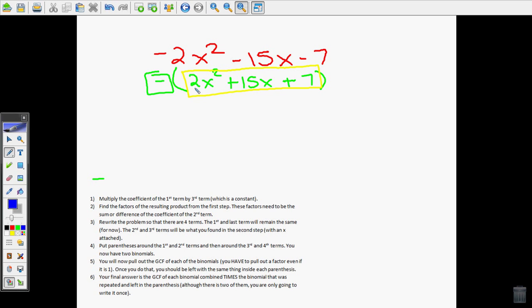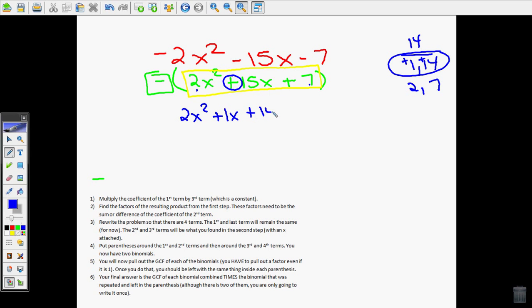So I'm going to start multiplying my first and last, and that gives me 14. My factors of 14 are 1 and 14, and then 2 and 7. But I want to get a sum of 15 here in the middle, so that tells me that I'm going to use positive 1 and positive 14. So I'm going to write it out, 2x squared plus 1x plus 14x plus 7. My first and last stayed the same, and then I just split 15x into 1x plus 14x.